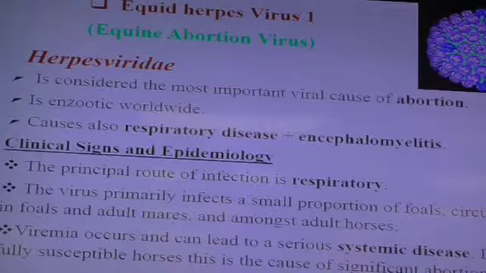This is a systemic disease. It is a disease that may initially be respiratory and then becomes systemic, spreading to other organs of the animal and infecting the fetus and causing the abortion.